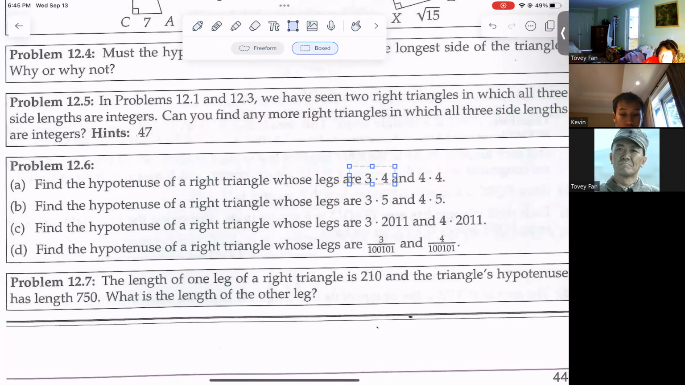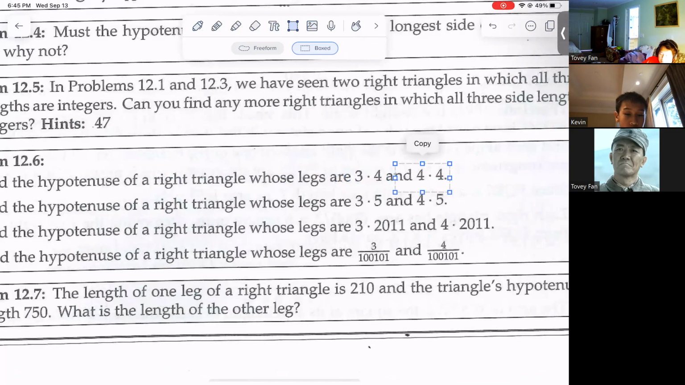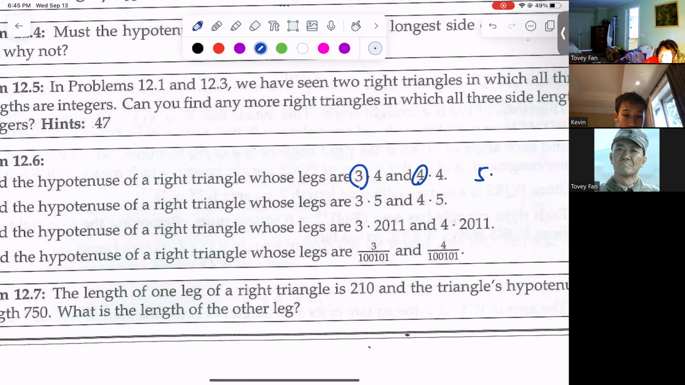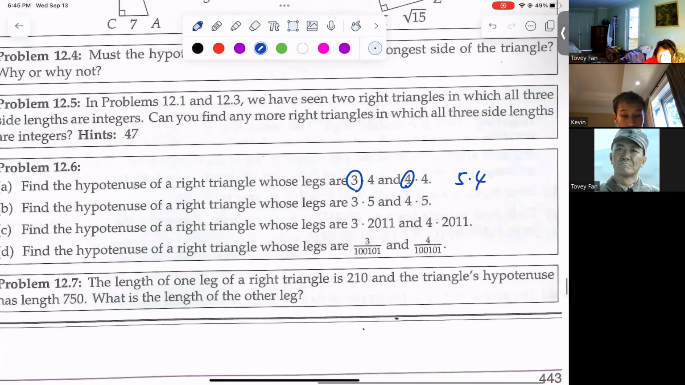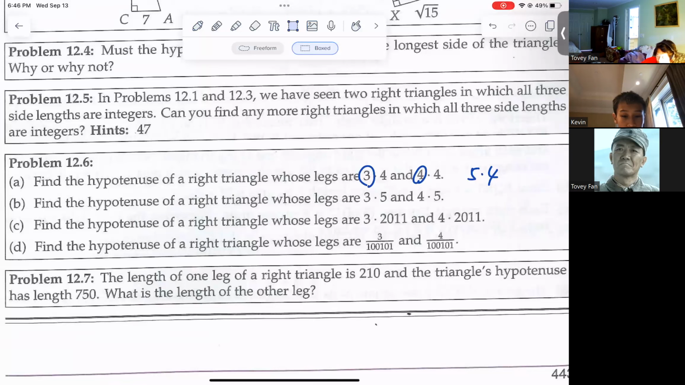So here, the legs are 3 times 4, 4 times 4. I see 3 and 4. Very good. That means the hypotenuse is 5, and that's 4 times this, so the hypotenuse is 4 times 5, which is 20. Makes sense? What was question B? The hypotenuse of a 3, 4, 5 multiple. So what is the hypotenuse? 25. Yes, very good.